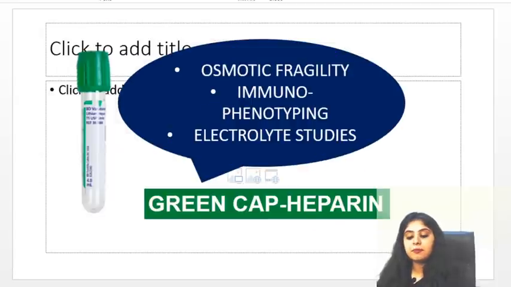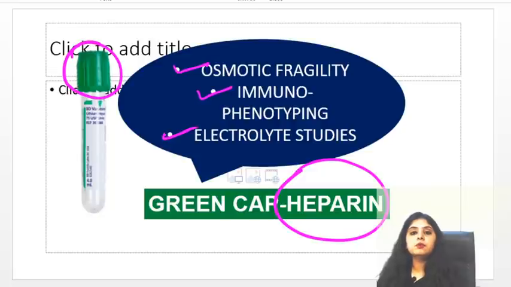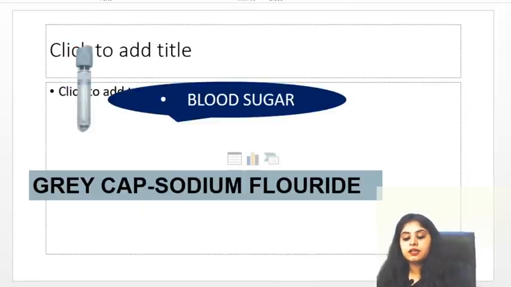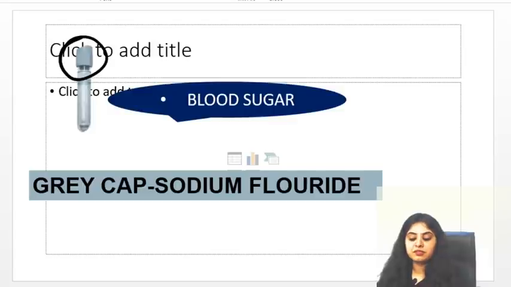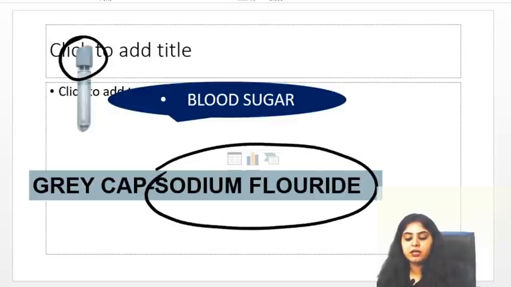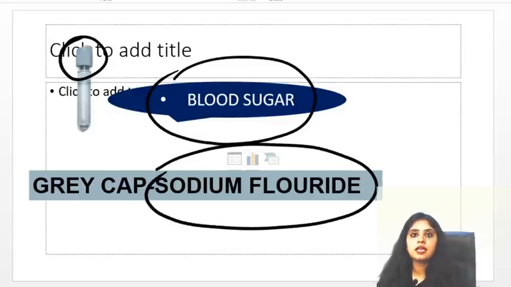Okay, precisely 2 vials left. One is the green cap vial, which is the heparin vial, and you use it for number 1, osmotic fragility testing, number 2, immunophenotyping, number 3, electrolyte studies. Coming to the last one, the one that everyone in your family once or twice must have got their sugar testing done. So blood sugar levels are collected in a grey cap vial, and that contains sodium fluoride.